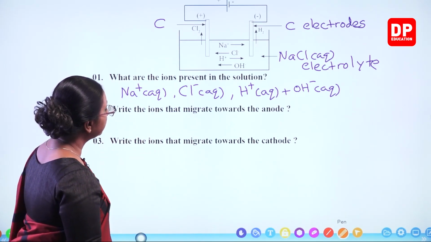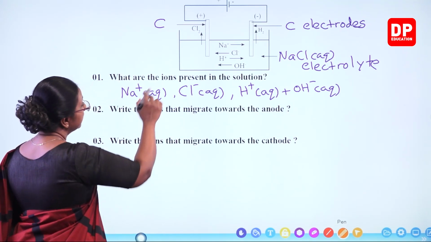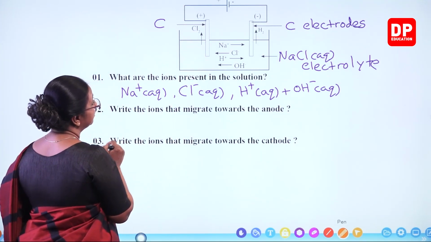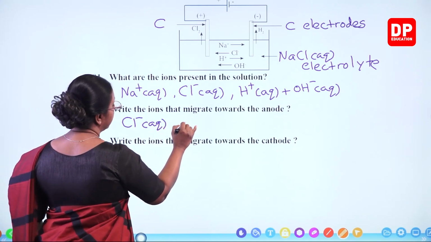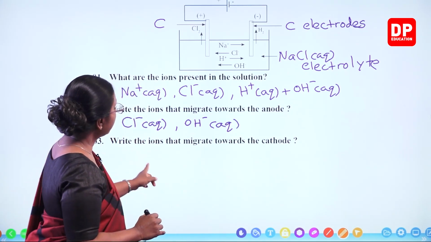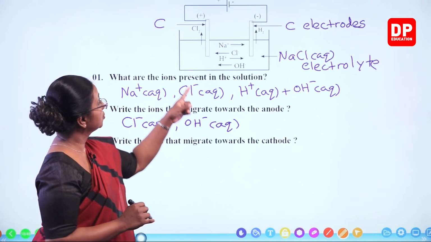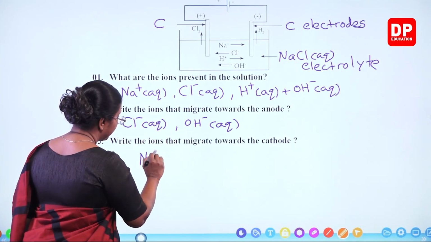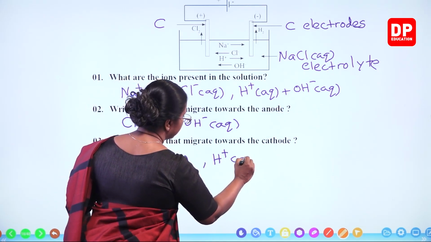Write the ions that migrate towards the anode. The anode is where the oxidation takes place. That is the positive electrode. So it is Cl- ions and OH- ions. Write the ions that migrate towards the cathode. Cathode is where reduction takes place. So that is the negative electrode. Towards that, it is Na+ aqueous and H+ aqueous.